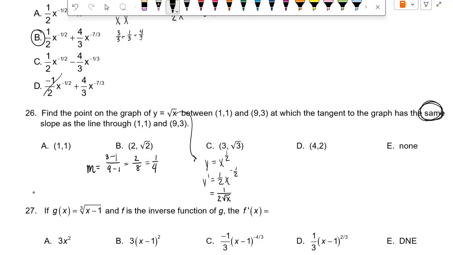Now, if they're the same, that word same means I can set this equal to this and figure out what the x value is for the point on the graph at which the tangent to the graph has the same slope as the line through that point. So we're going to set the slope equal to the slope and just solve for x. You can use cross multiplication and figure out how to make x equivalent.